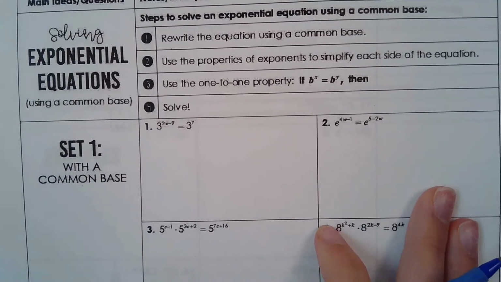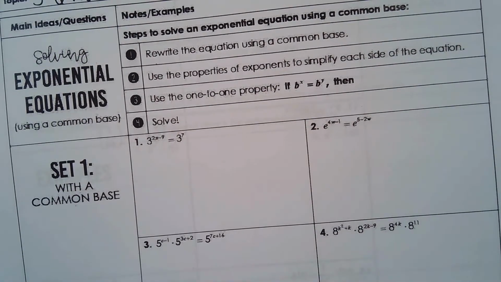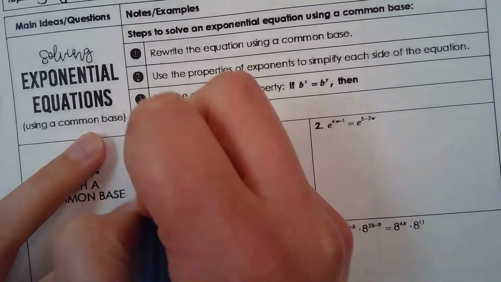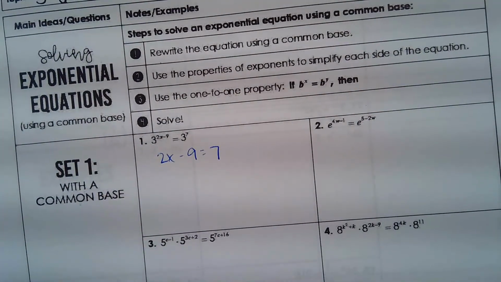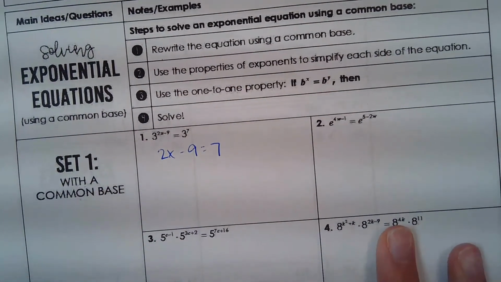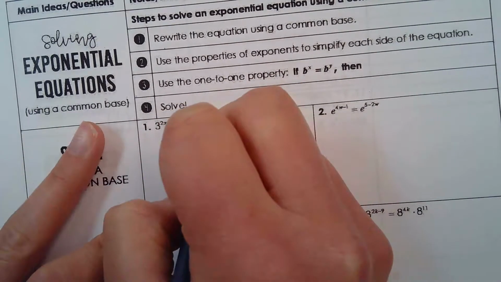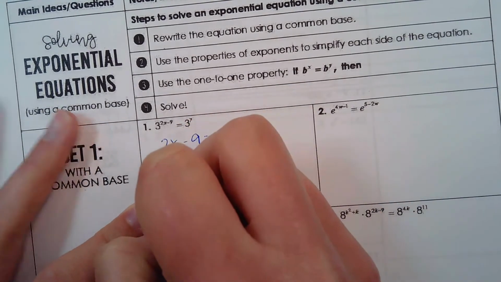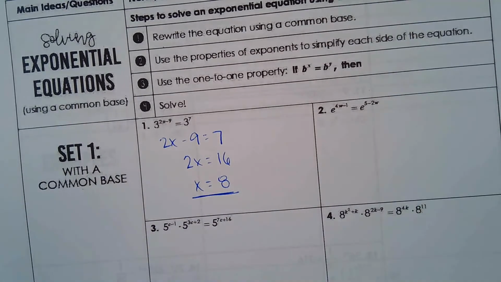So you've got to make sure that you have the same bases, and then if you do, you can basically just set the exponents equal to each other and solve. Is that okay? Yeah. So for the first one, we have the same base. So some of these are kind of brief, but it's 2x minus 9 equals 7. And then we're just solving that equation. So what would we do to get x by itself? Add 9, divide by 2. So x is 8, and that's it.